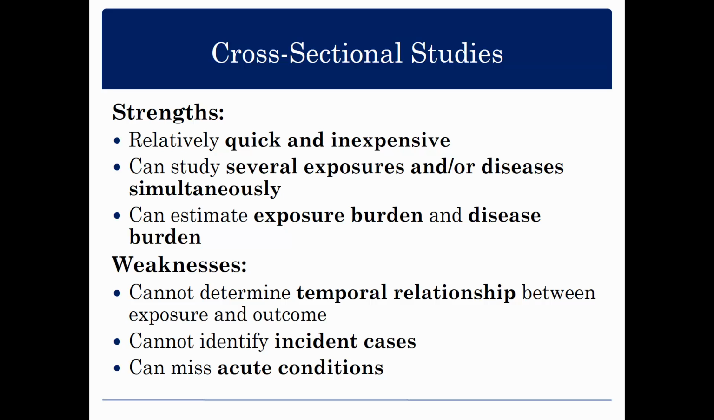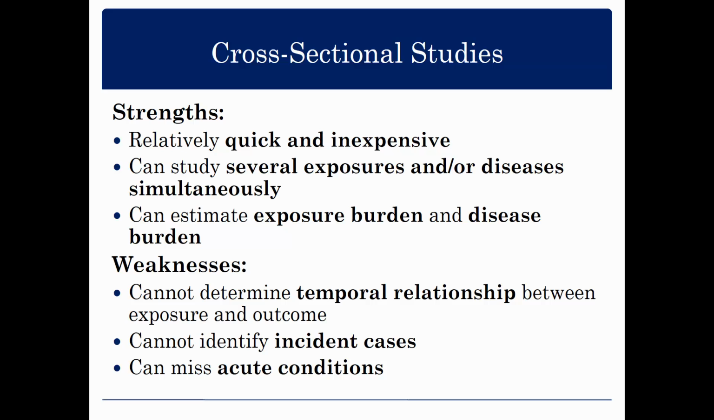The idea here, though, is you're generating hypotheses. You're not confirming them. Why? Because we don't have any protections against bias. You can also estimate the burden of the exposure on the population. So what fraction of this population actually had the exposure, what fraction didn't, and then the disease burden. How many had the outcome, how many didn't.